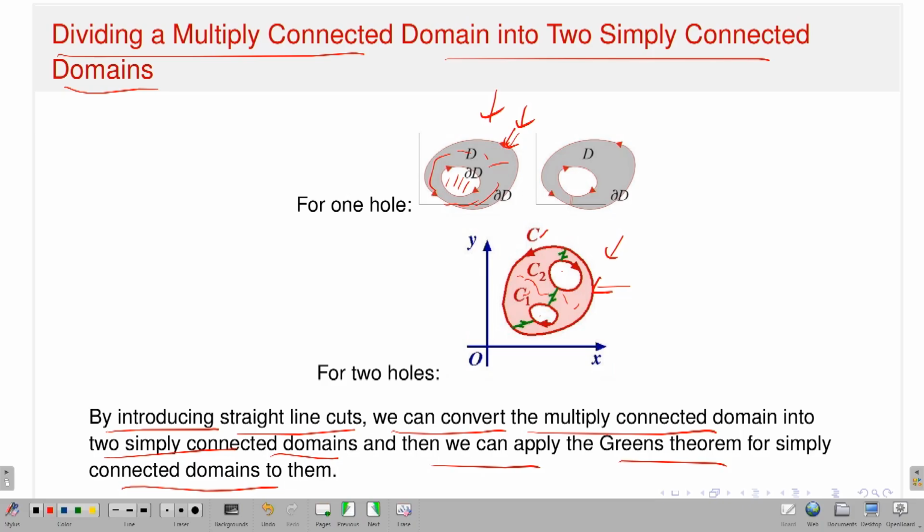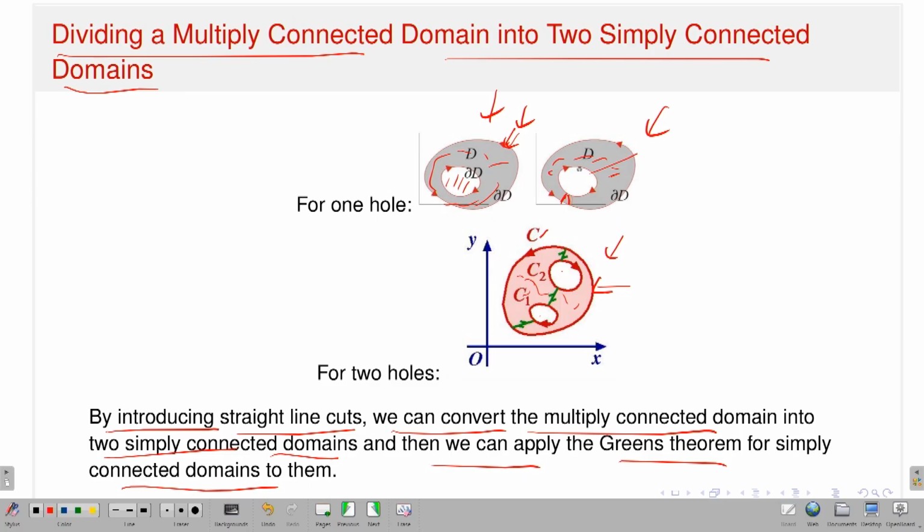Now, how to do that? Look first here. Suppose you come back to this picture. I have a domain which has a hole. How do I break it up into two parts and make it simply connected? For example, I introduce a line; suppose this is one line and this is another line. Now this gray one is my domain, and this white one is not a part of the domain, because it is a multiply connected domain.